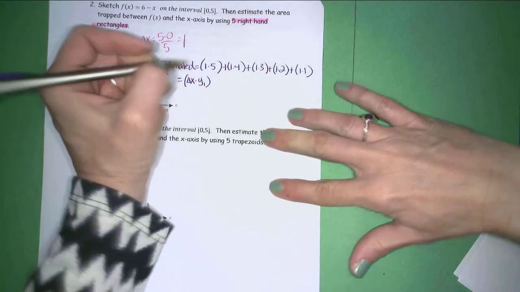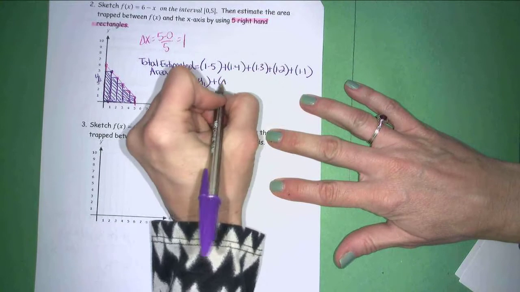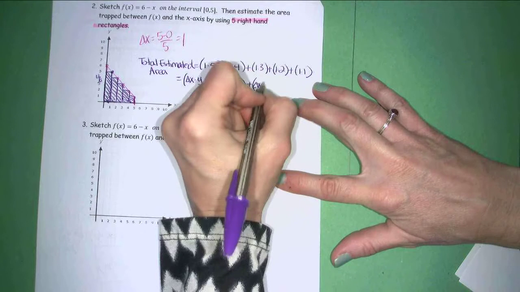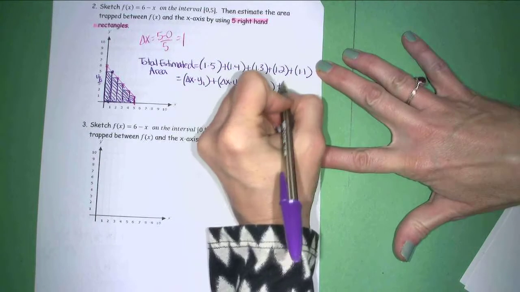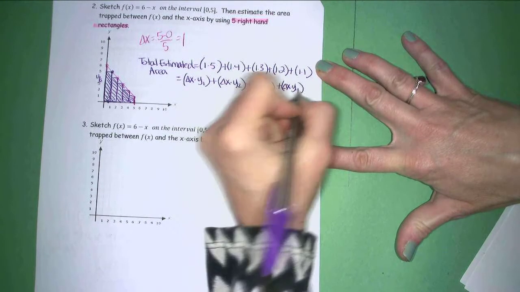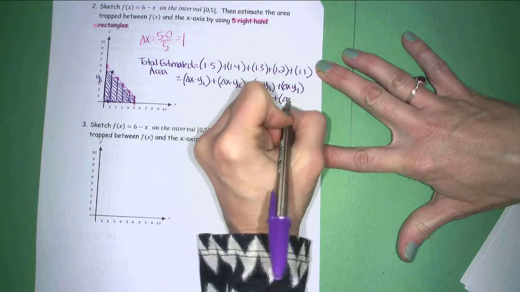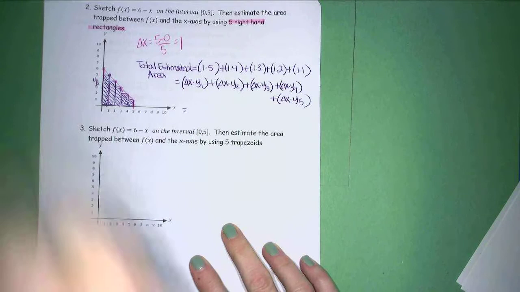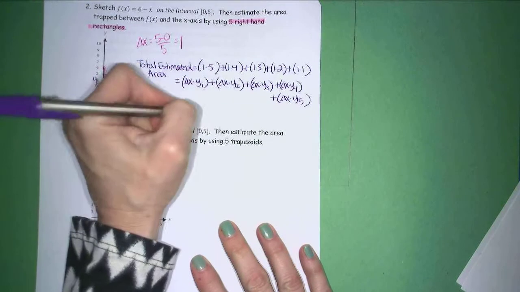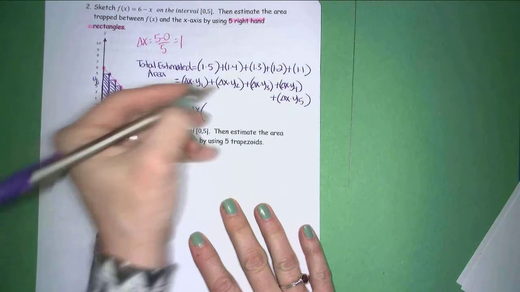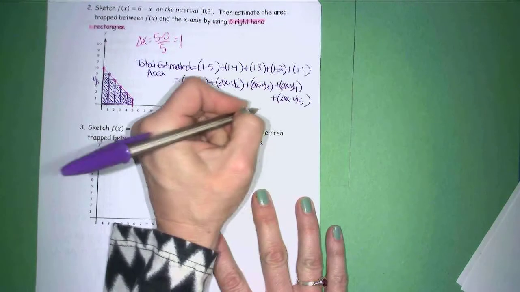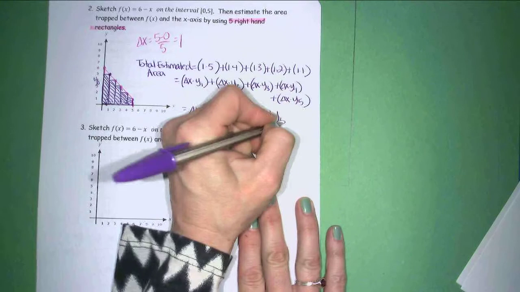And I'm just going to continue this across. Delta x times y sub 2 plus delta x times y sub 3 plus delta x times y sub 4, and finally delta x times y sub 5. And last but not least, I'm going to factor out the delta x, which leaves me with y sub 1 plus y sub 2 plus y sub 3, plus y sub 4, plus y sub 5.